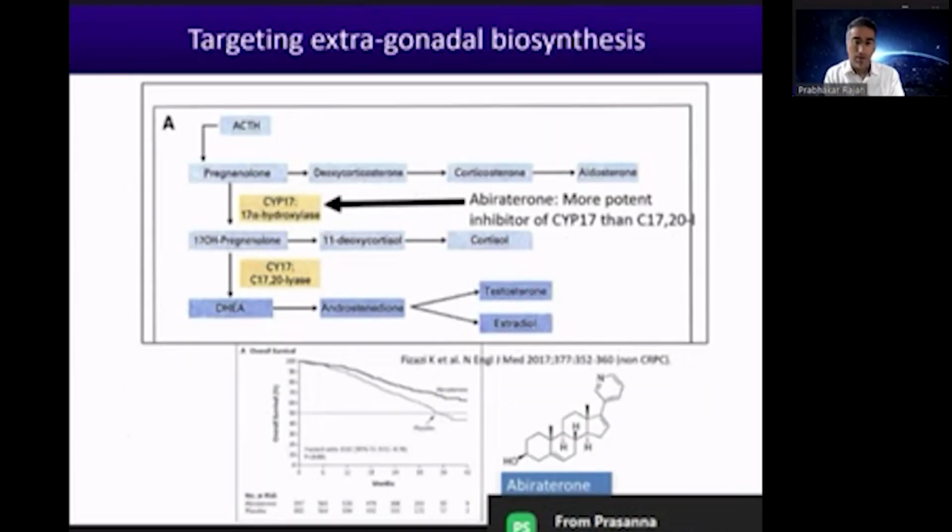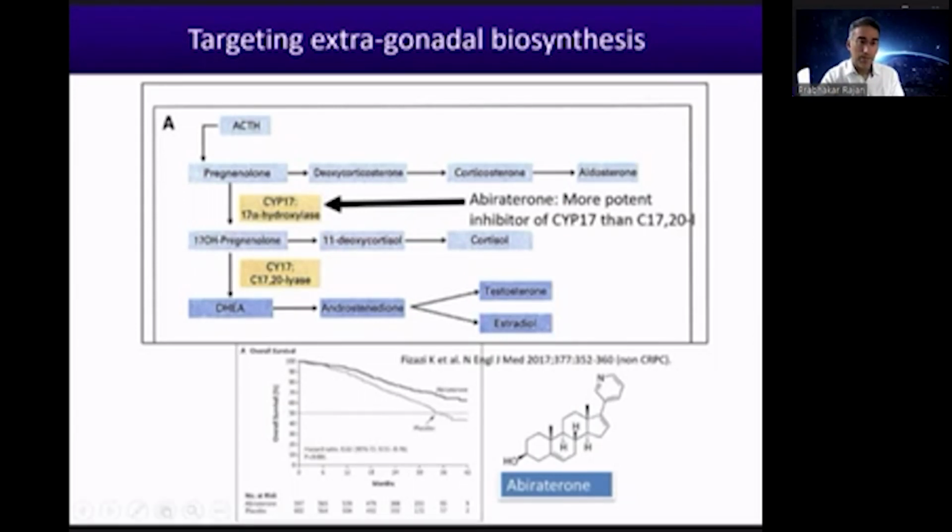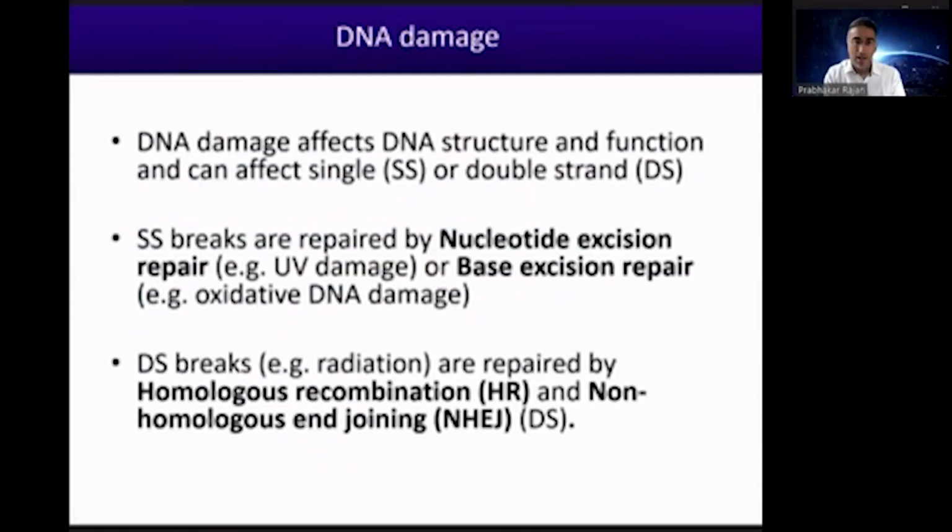Another way to target the androgen receptor function is by inhibiting production of extra-gonadal androgen biosynthesis, which tends to occur in the adrenal gland in patients with CRPC. And you can target this by inhibiting key molecules in the androgen biosynthesis pathway, specifically the CYP17 17 hydroxylase enzyme. We use a drug called abiraterone, which is a very potent inhibitor of this particular enzyme, and blocks production of testosterone through the precursor molecules. And you can see here that abiraterone is effective, and this particular study was shown in non-CRPC over placebo.